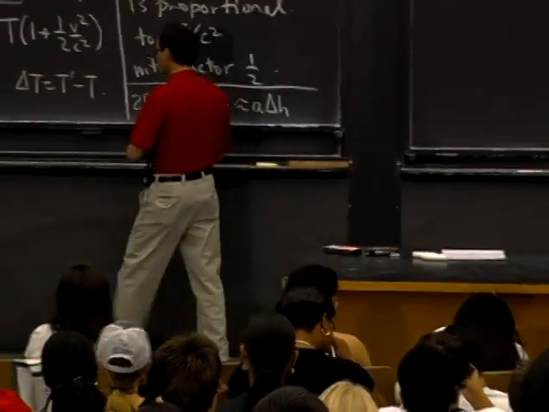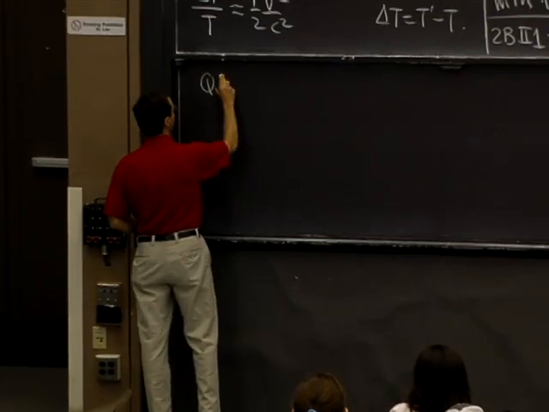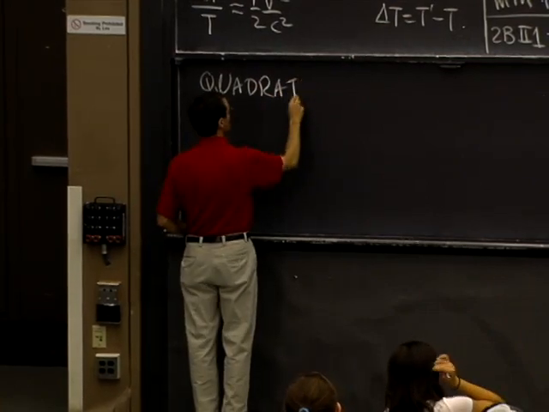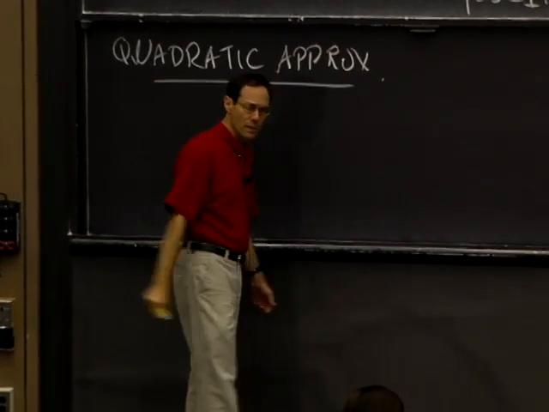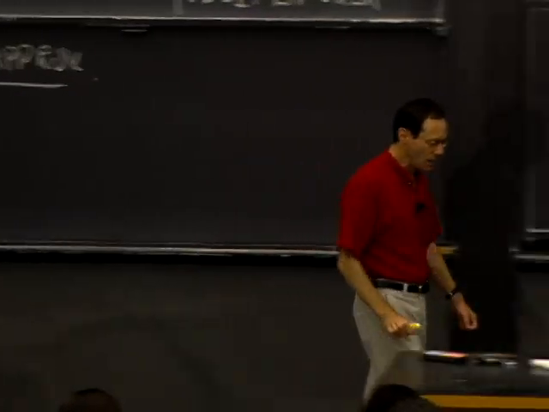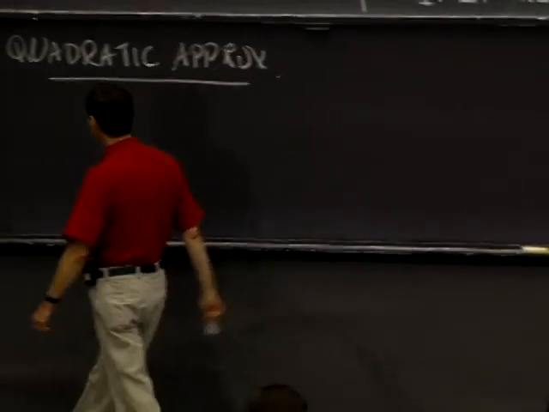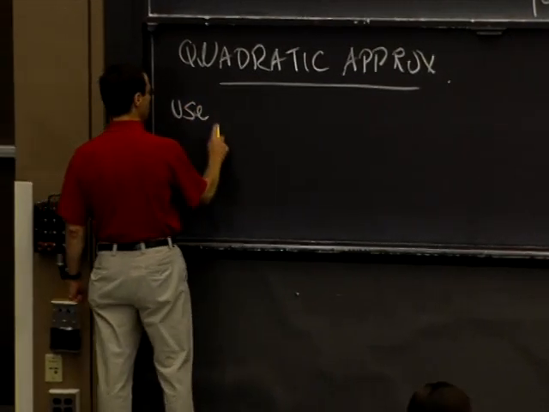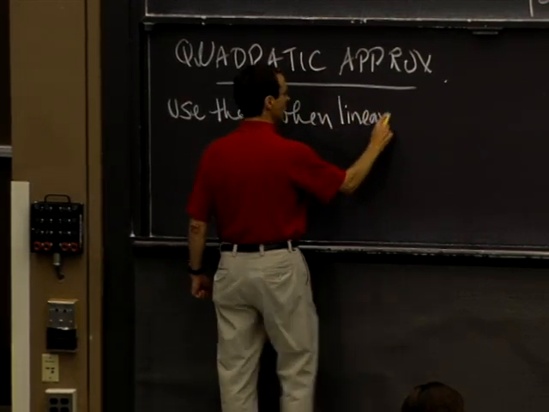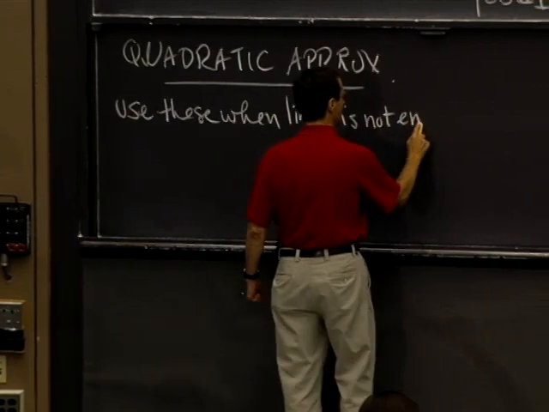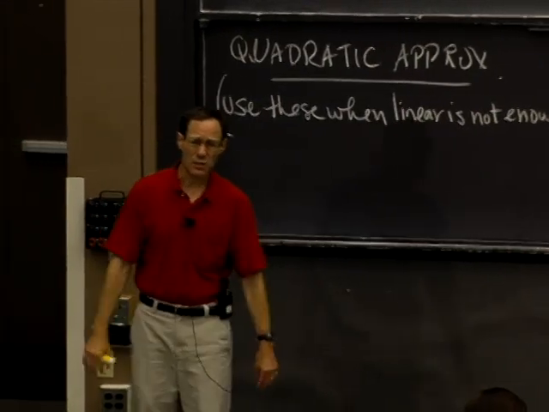Now, we're going to go on to quadratic approximations, which are a little more complicated. So we talked a little bit about this last time, but I didn't finish, so I want to finish up this. And the first thing that I should say is that you use these when the linear approximation is not enough. Okay? So, that's something that you really need to get a little experience with.